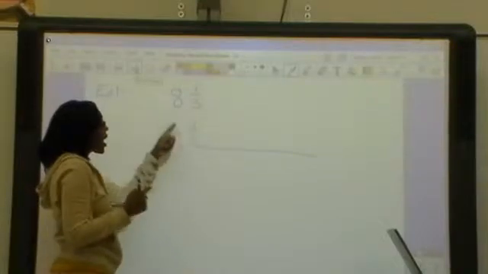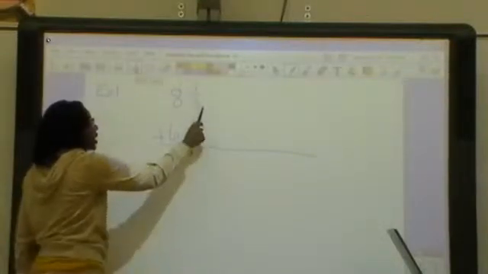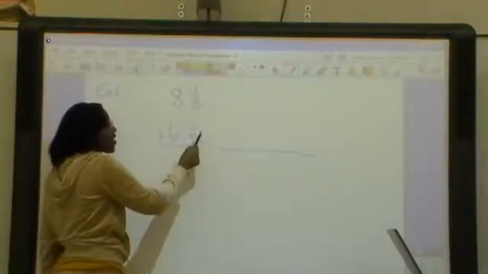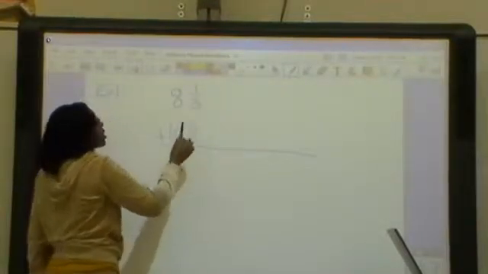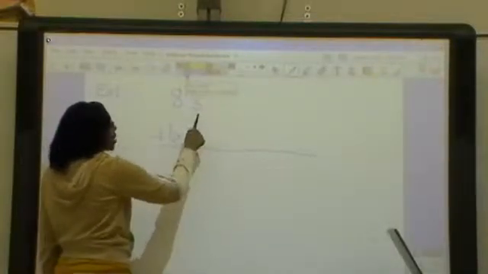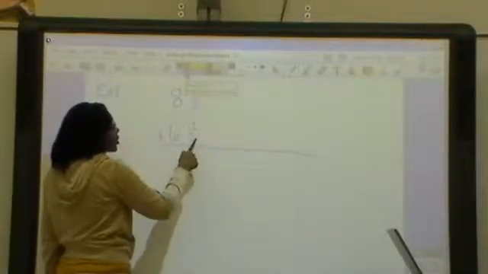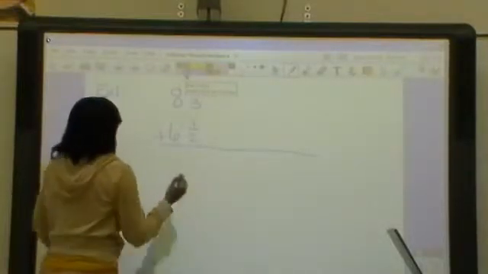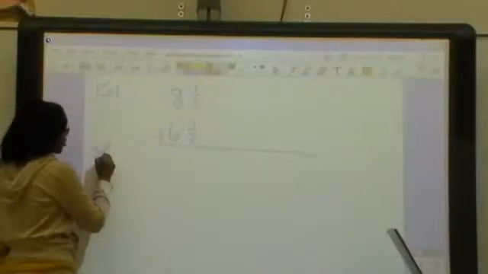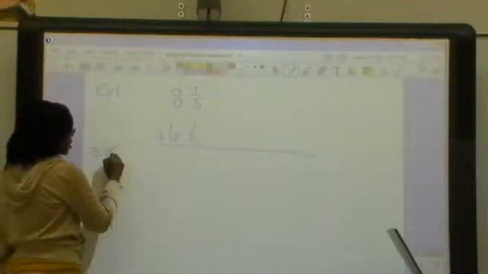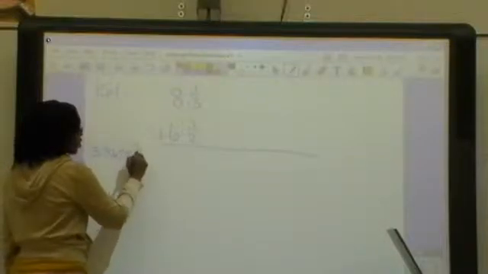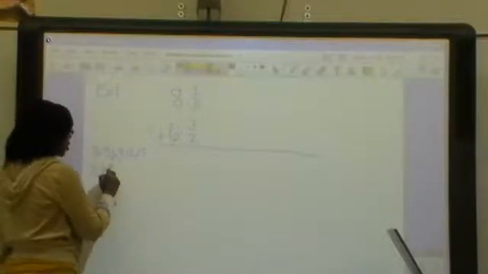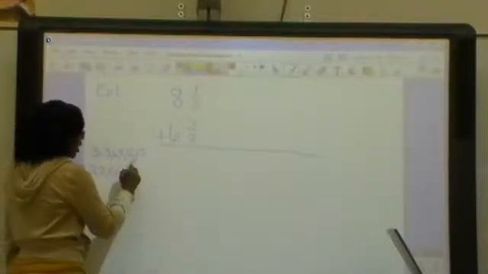Right now we cannot add these fractions together because this has a denominator of 3 and this has a denominator of 2. And you have to have a common denominator before you can add mixed numbers. So we're going to get a common denominator. So we're going to look at the multiples of 3 and the multiples of 2 and find their least common multiple. So if I list the multiples of 3, I'll do the first 5: 3, 6, 9, 12, 15. And then I look at the multiples of 2 and I'll do the first 5: 2, 4, 6, 8, 10.